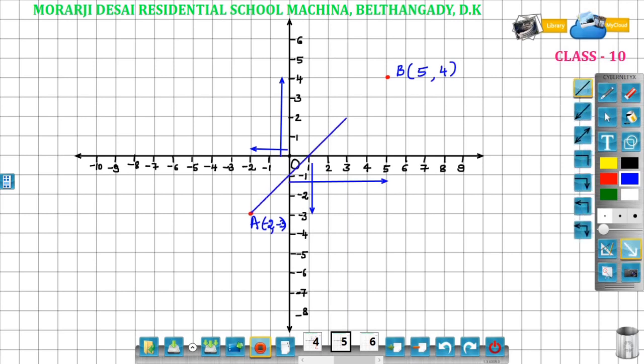Now let us find the distance between AB. That is distance AB. Now to find the distance AB, you have to make a right triangle with hypotenuse AB. You can draw triangle like this also, or you can draw triangle on the other side also.